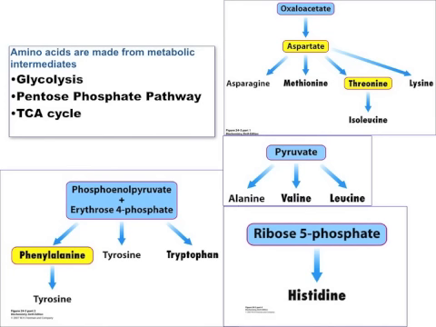Let's talk about the synthesis of amino acids. These syntheses use intermediates from glycolysis, the pentose phosphate pathway, and the TCA cycle. You do not need to memorize this slide. Please do not memorize this slide. It is only necessary that you understand that these three pathways are involved in providing intermediates.